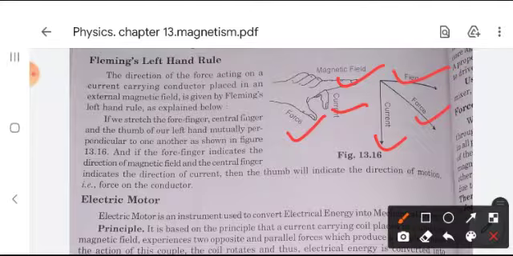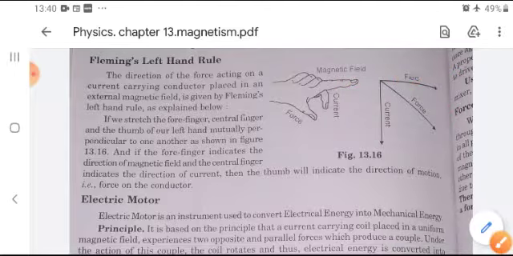Okay, all of you learn by supposing F belongs to Father and F stands for Force, M is Mother and M is Magnetic field, C is Current and C is Child. So if you stretch your left hand and its three fingers, forefinger, thumb and middle finger, then the thumb shows the magnetic force, the forefinger shows the magnetic field, and the middle finger shows the electric current.